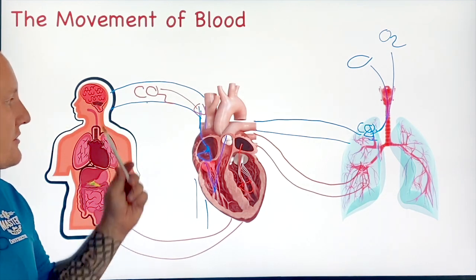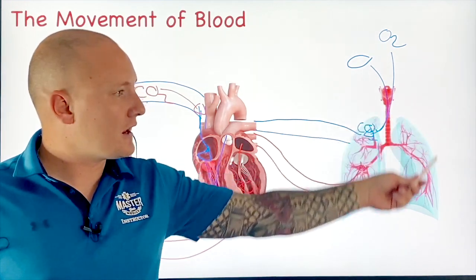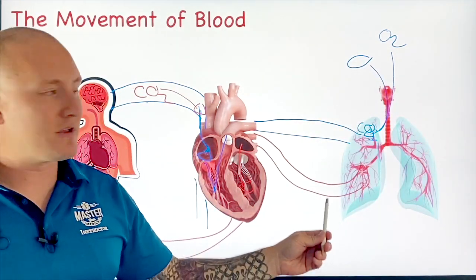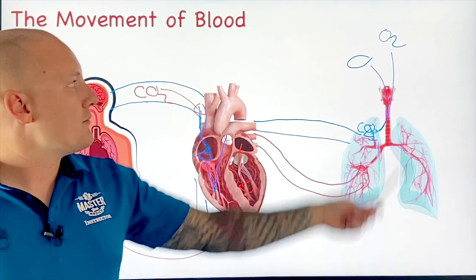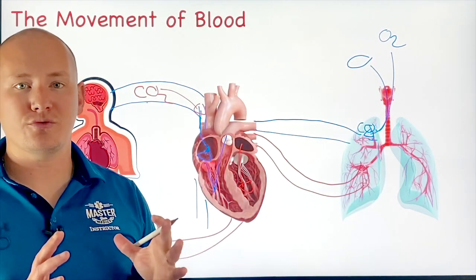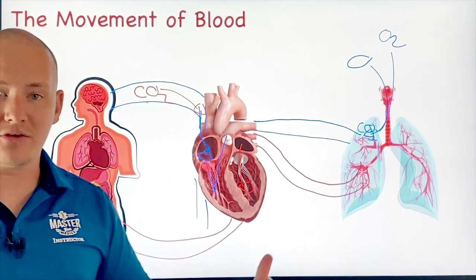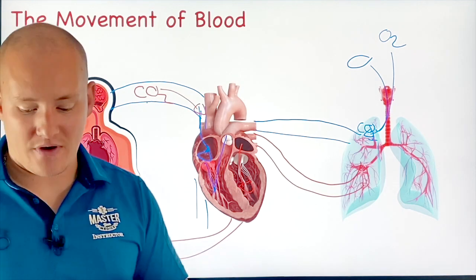Okay, so that's the movement of blood through the body, and that's the role, in the grand scheme of things, that the lungs have to play: bringing oxygen in and getting CO2 out in order to make sure the body stays in homeostasis. And that's what our bodies are doing right now at this very moment.